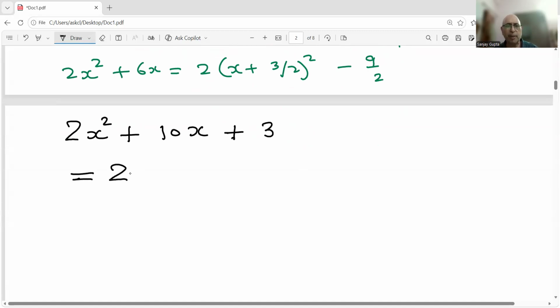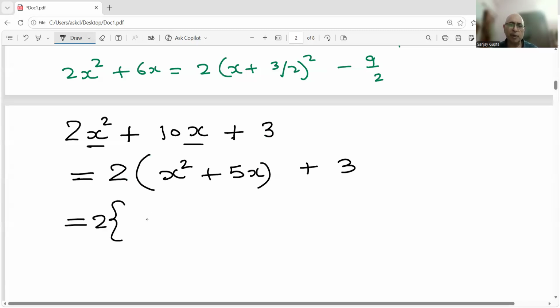So the rules are the same. First, take the 2 outside, so that the coefficient of x squared becomes 1. And keep the 3 outside. Don't take the 3 within this bracket. Keep the 3 outside. Just deal with the x squared and the x term with this.